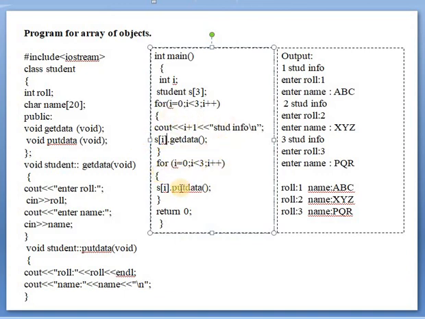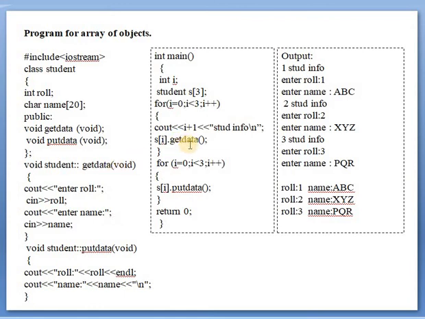Now this for loop is to display the output, that is s of i dot put data. It will display the first student information, after that second and third. It will display the 3 students' information, because the for loop contains the values 0, 1, 2, not 3, and return 0. See here the output, one student info.